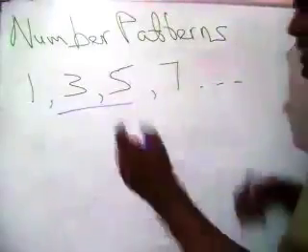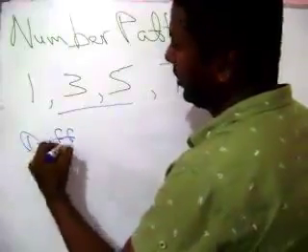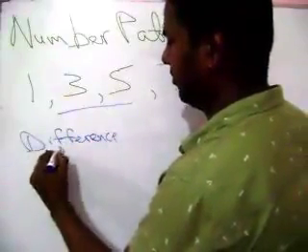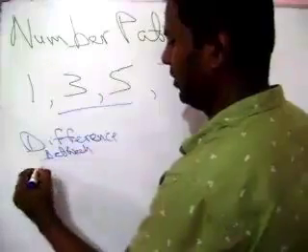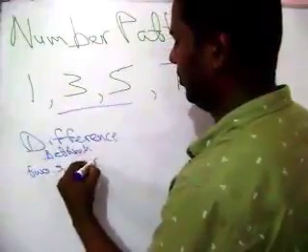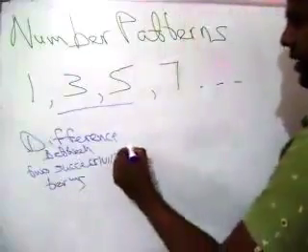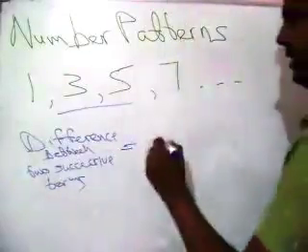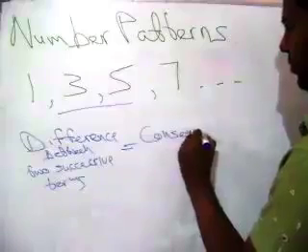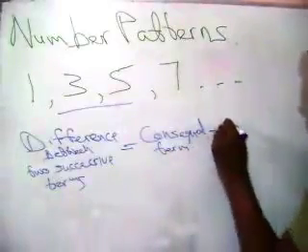So how do you calculate the difference between two successive terms? How do you calculate that? The way you calculate this is: consequent term minus antecedent term.